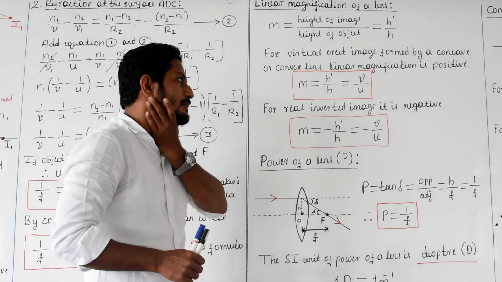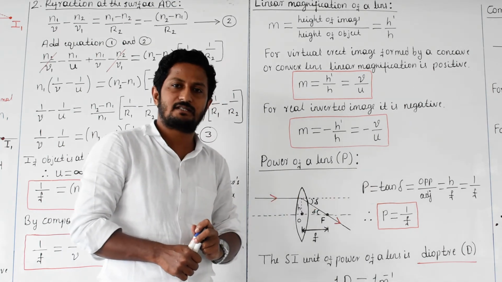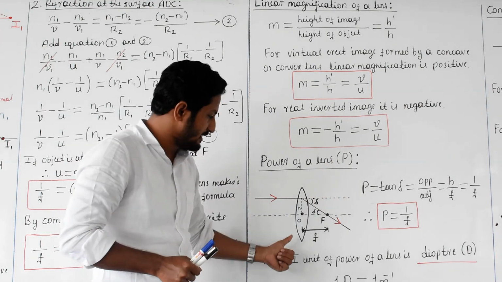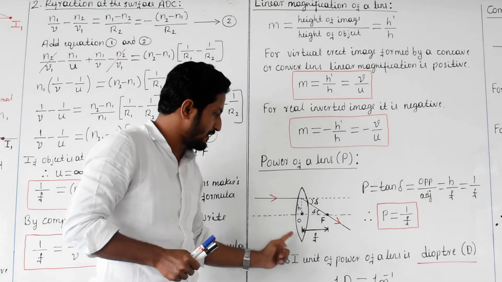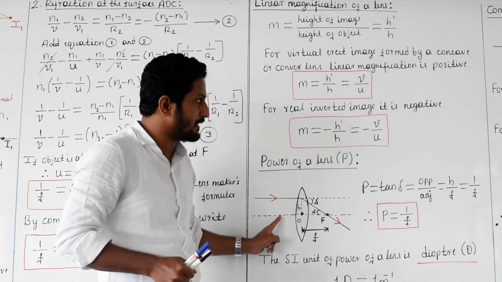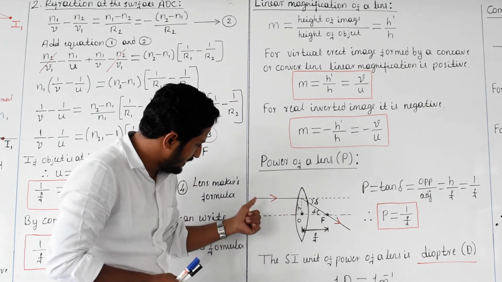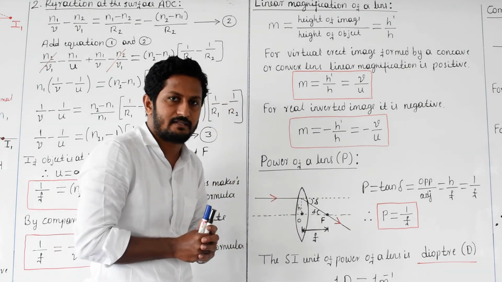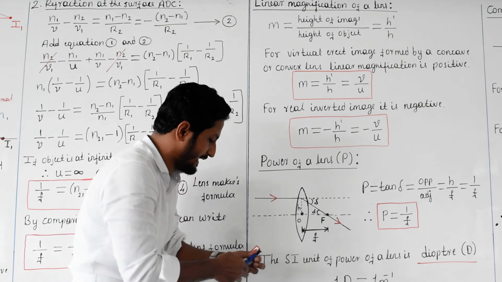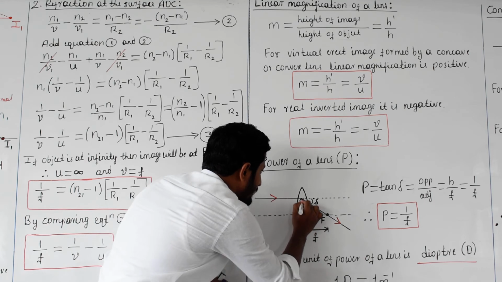Now, after this, look at power of a lens, which we represent with the capital P symbol. Look at this diagram. Here I have taken one biconvex lens. This is the optical center, and this dotted line is the principal axis. A parallel light ray is coming, which is at distance h from the principal axis. See here, this distance.